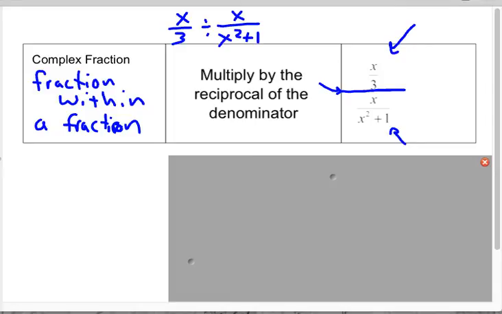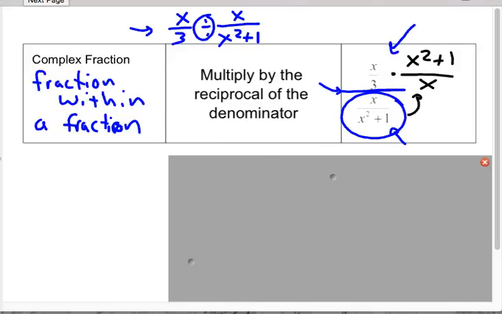So what do we do when we have a problem like this? Well, you change division to multiplication, you multiply by the reciprocal. So we're going to multiply by the reciprocal of the denominator here. That's all we're going to do. So this becomes x over 3, flipping this up and multiplying by its reciprocal, x squared plus 1 over x. The x's do cancel out. I can reduce that. I'm left with x squared plus 1 all over 3 in this case.